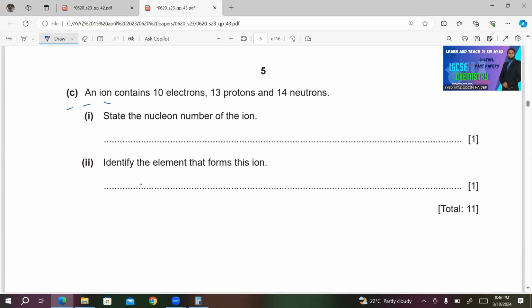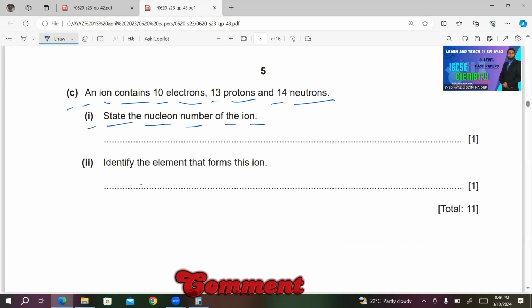C. An ion contains 10 electrons, 13 protons, and 14 neutrons. Number 1, state the nucleon number of the ion. In order to get the nucleon number, you simply have to add up these two values, protons and neutrons. So 13 plus 14 gives 27.